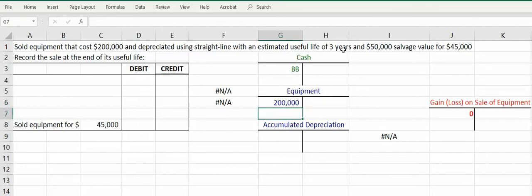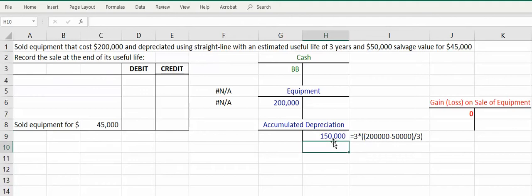years using straight line. So the accumulated depreciation balance is equal to 3 years, because it's the same each year, times the annual depreciation calculation, which is your cost, 200,000, minus the salvage value or residual value, divided by its estimated useful life of 3 years. So it has 150,000 in its accumulated depreciation at the time of this sale.